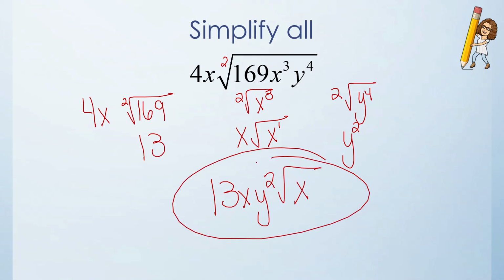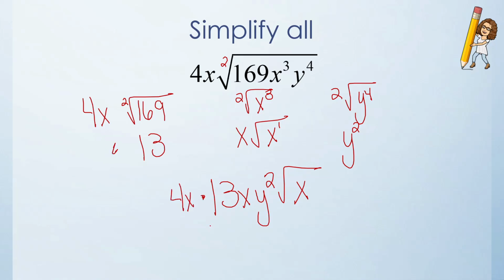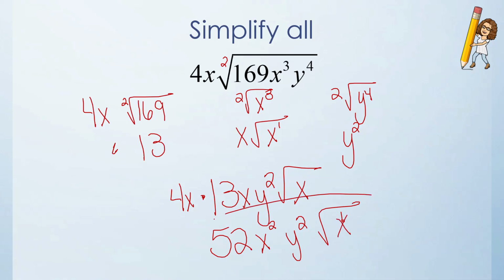There's my answer. Oh, just kidding. It's not my answer. Guess what, guys? Marsh missed something. I forgot about that 4x. Silly, silly Marsh. So we're going to need to multiply 13 times 4. Let me grab my calculator quick. 13 times 4 is 52. So I'll have 52. Combine these x's. I would get x squared, y squared, square root of x. That's the official answer. Whew, almost messed up there.